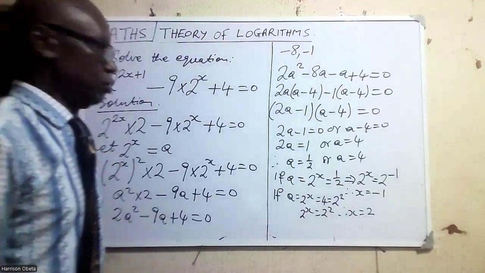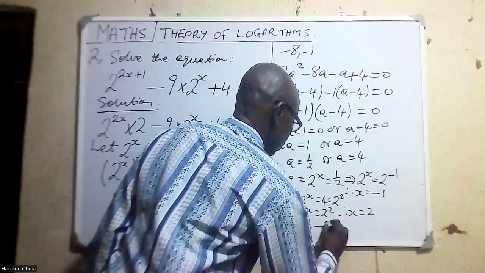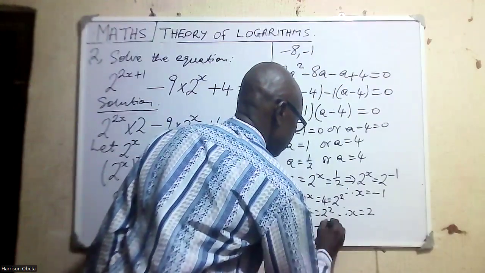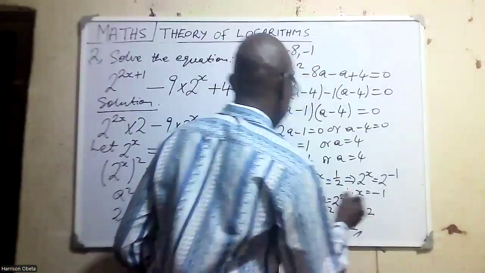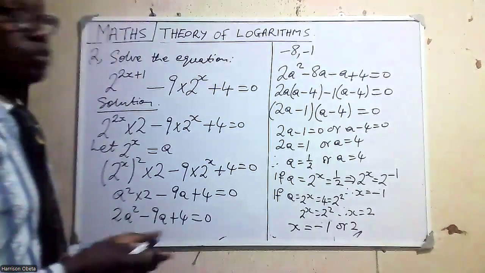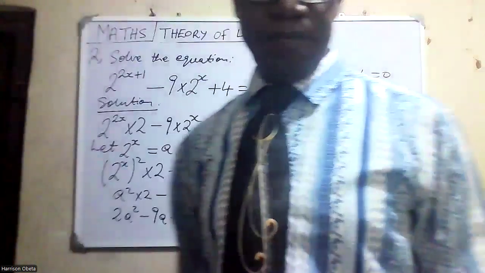So finally, we have our answers. x is either minus 1 or 2. So that's the final answer to that. And that is how to solve the question. So we are going over to number 3.